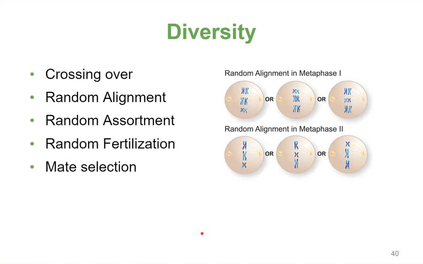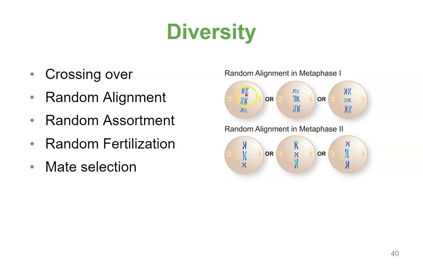All right, so diversity. Meiosis produces genetically different organisms, or at least genetically different egg, sperm, spore cells. Crossing over is one way we can get diversity. So during prophase 1, those homologous pairs are going to exchange segments. We have random alignment at metaphase 1 and metaphase 2.